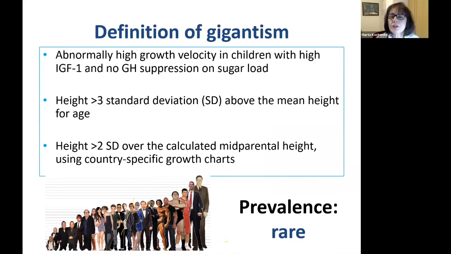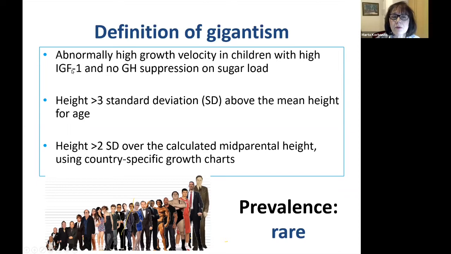So when we talk about gigantism, we really need a definition, because we know there are some people who are taller, some people who are shorter. So what is the definition of gigantism? So we call somebody suffering from disease if they have abnormal high growth velocity as a child, and they have the hormones showing a high value. So the growth hormone, which we abbreviate GH, would be high and cannot be suppressed with a sugar load, which we usually use as part of a diagnostic test.